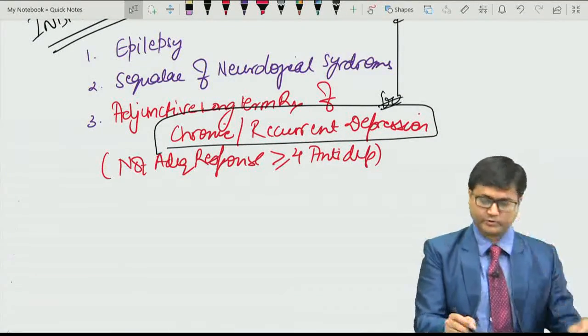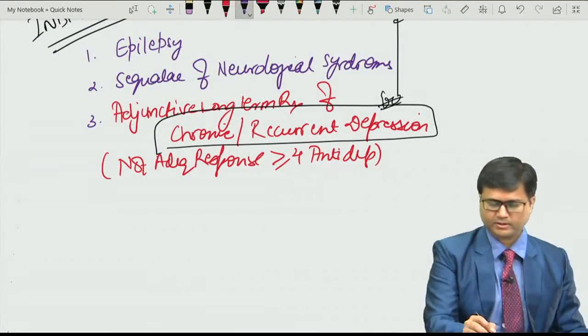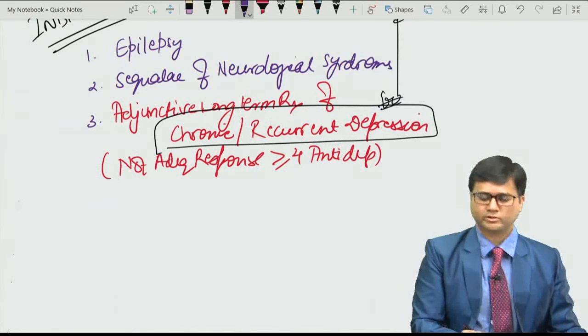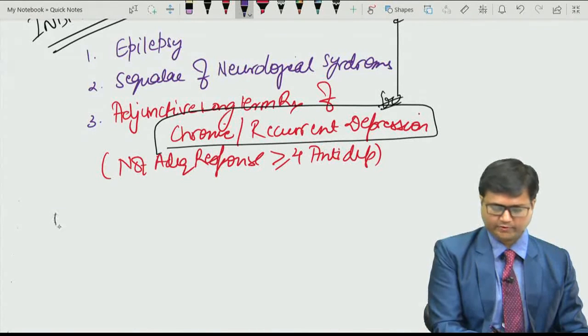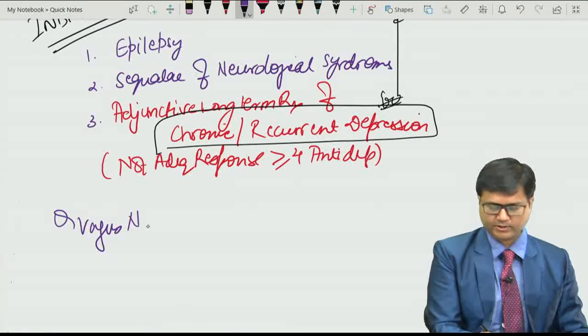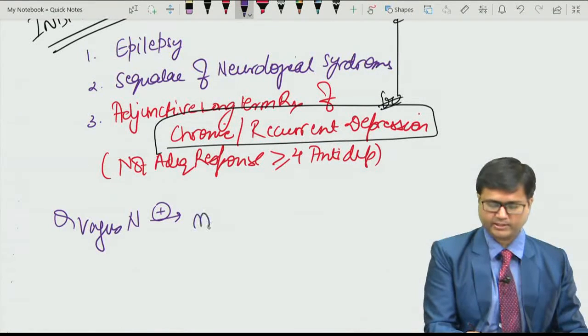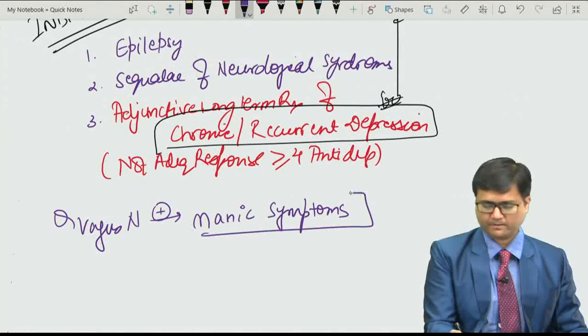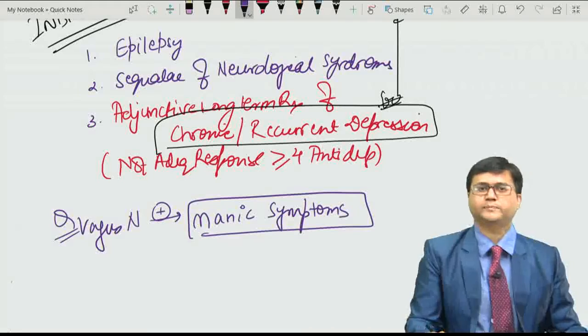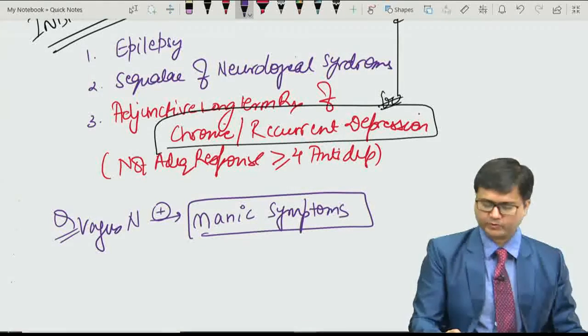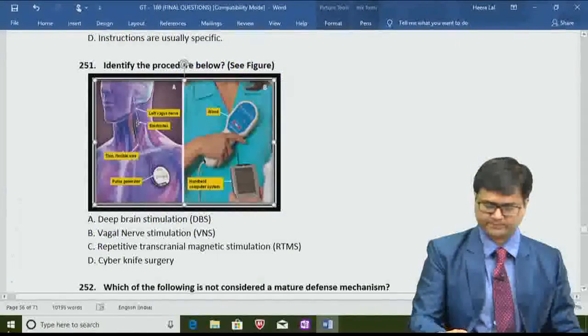So another important MCQ comes here is, since it is used as an antidepressant, so if asked, vagus nerve stimulation of the vagus nerve may cause which type of symptoms? Hence it can cause manic symptoms. Again important MCQ. Now let's go to the next question.